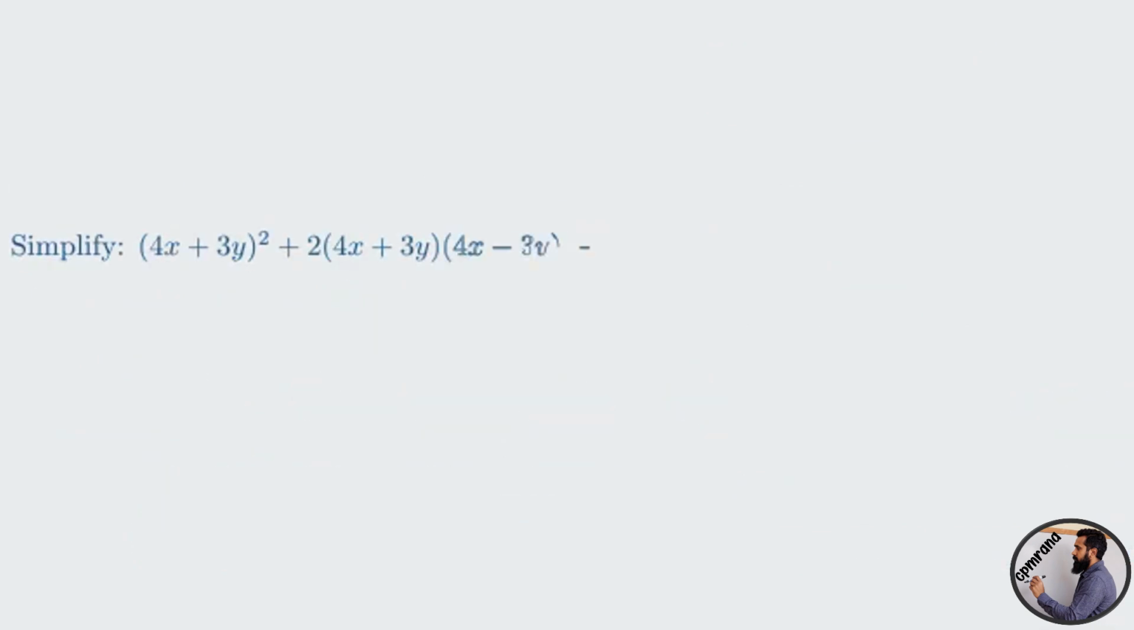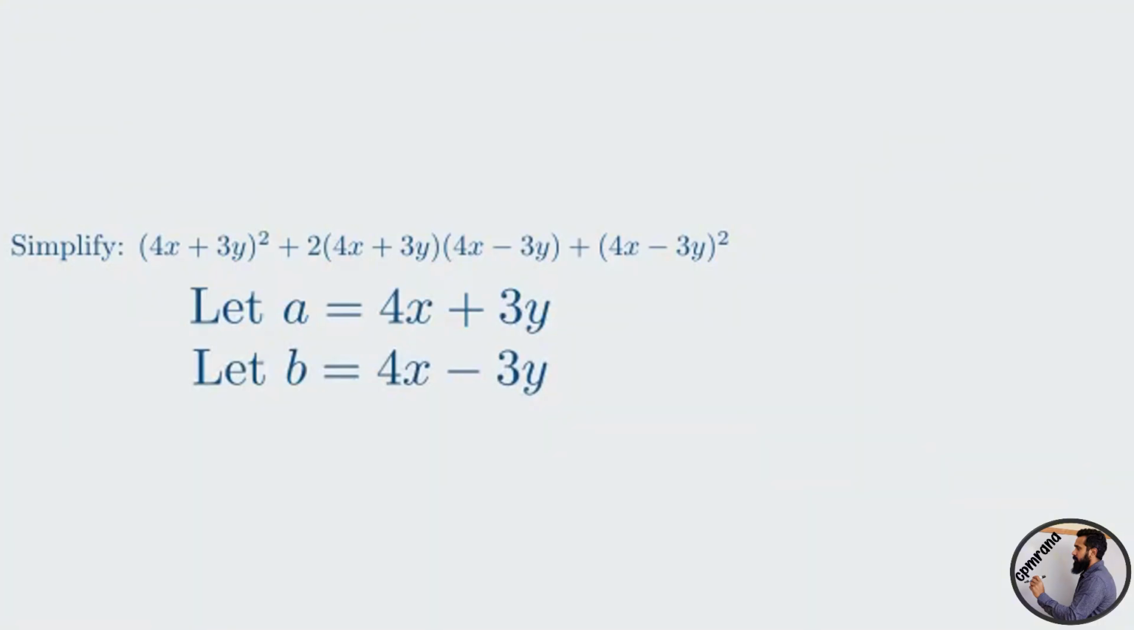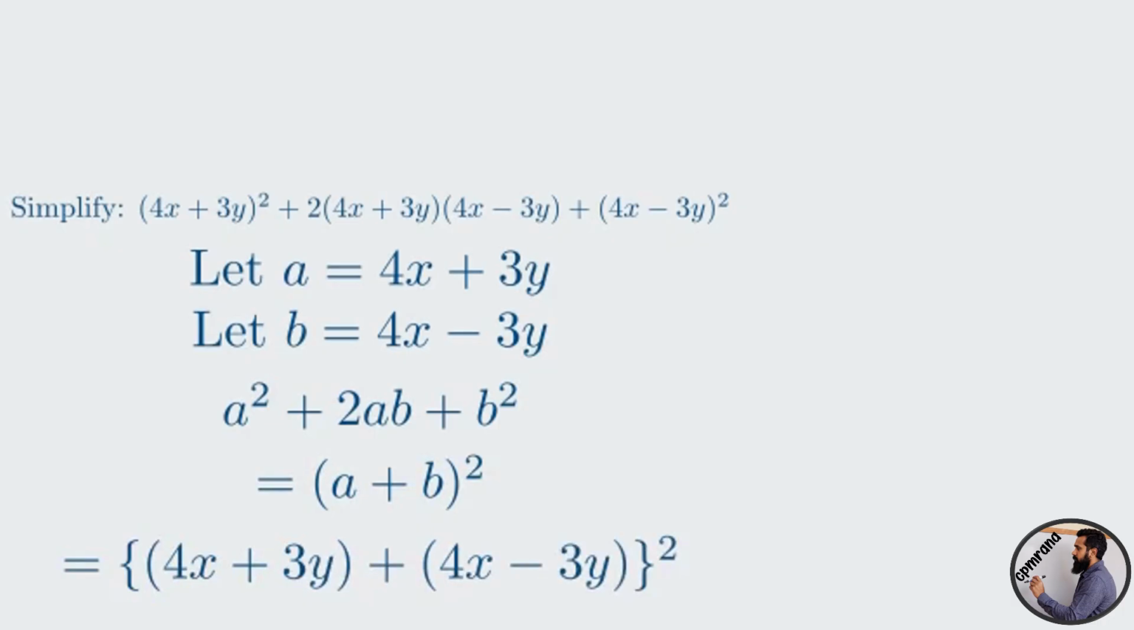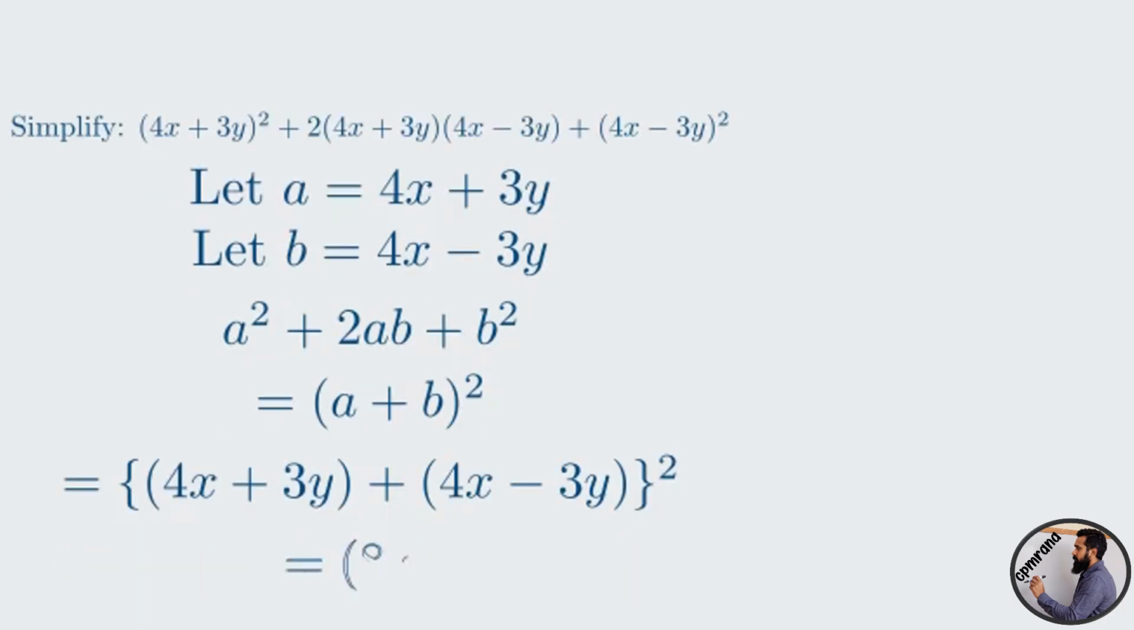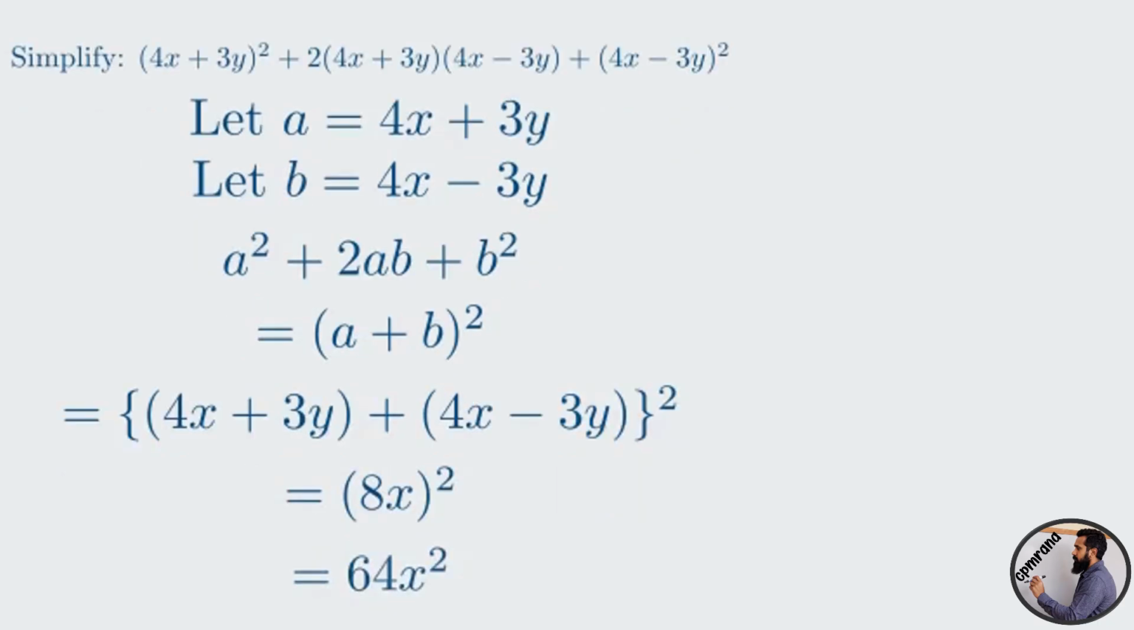To wrap up, let's look at one final practice problem. This one is very similar to our first example and will help reinforce what we've learned. As we have done before, let's identify our substitution variables. Substituting these into the expression gives us a squared plus 2ab plus b squared. This is our familiar identity for (a plus b) squared. Now, we substitute the actual expressions back in for a and b. Combining the terms inside the brackets, 4x plus 4x is 8x, and 3y minus 3y is 0. Squaring 8x gives us the final result, 64x squared.